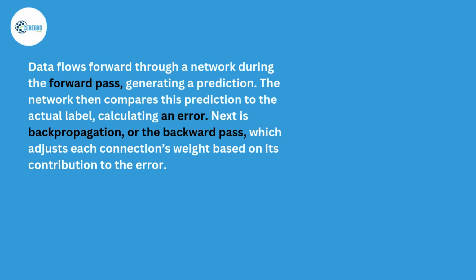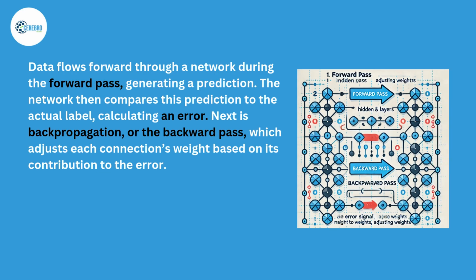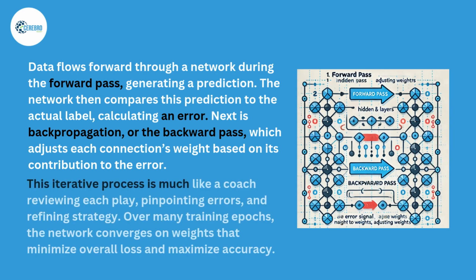Data flows forward through a network during the forward pass, generating a prediction. The network then compares this prediction to the actual label, calculating an error. Next is backpropagation, or the backward pass, which adjusts each connection's weight based on its contribution to the error. This iterative process is much like a coach reviewing each play, pinpointing errors, and refining strategy. Over many training epochs, the network converges on weights that minimize overall loss and maximize accuracy.